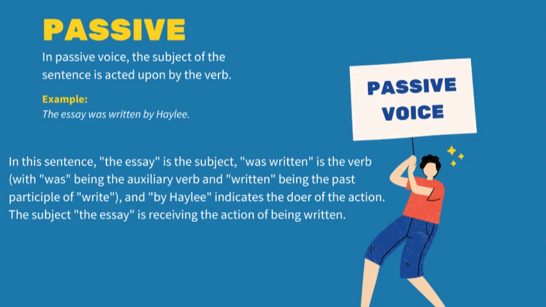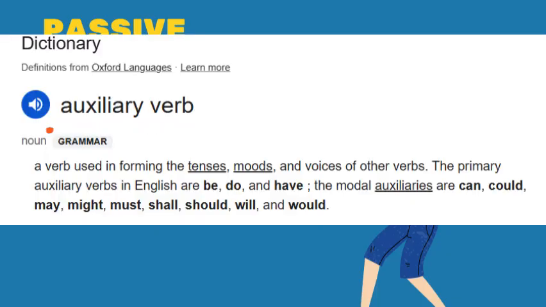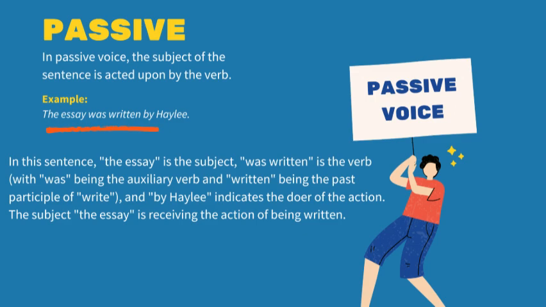Let's look at the passive voice. We have an example. The essay was written by Haley. In the active voice, this would be Haley wrote the essay. So Haley in the active voice would have been the subject. Now, in the passive voice, the subject, previously Haley, is now acted upon. So in this sentence, the essay is the subject now, was written is the verb, with was being the auxiliary verb and written being the past participle of write, and by Haley indicates the doer of the action. The subject, the essay in this case, is receiving the action of being written.